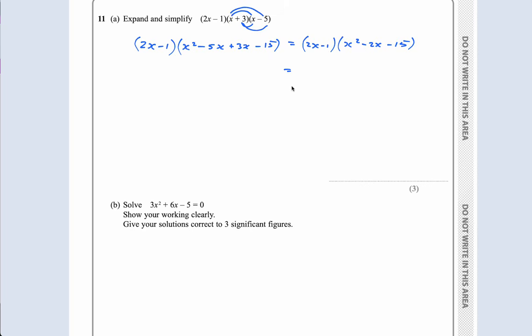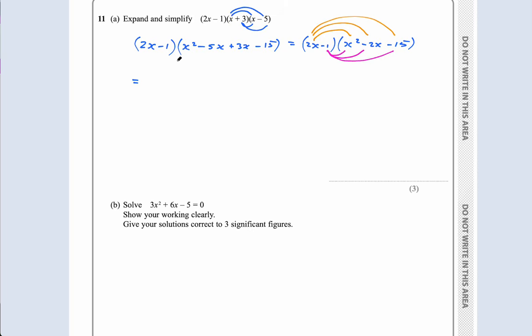Equals. Now I'm going to go over here because I'll need space. Now I need to do this times this, plus this times this, plus this times this. So the first times the first, the second, the third, and then I have to do this times this, this times this, this times this. Obviously there's loads of chances to make mistakes here with signs, so be very, very careful.